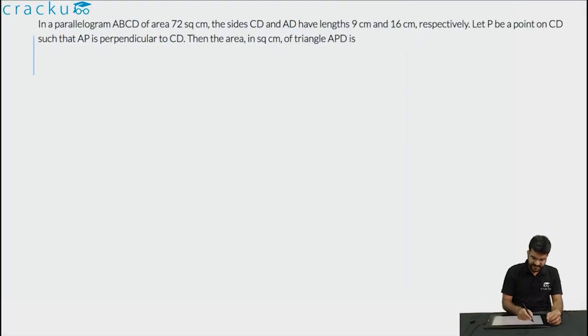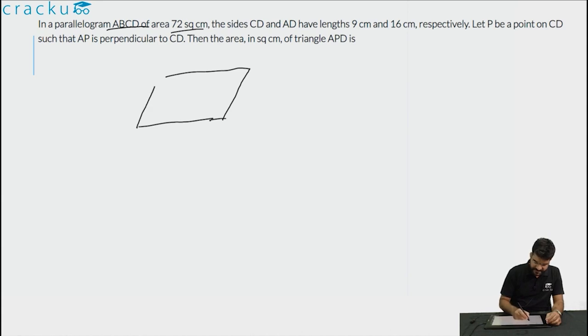In this question, it is given that there is a parallelogram ABCD of area 72 square centimeters. So let us draw the parallelogram. This is the parallelogram, this is ABCD. The area of the parallelogram is 72 square centimeters. It is given that sides CD and AD have lengths 9 centimeters and 16 centimeters. So CD is 9 and AD is 16 centimeters.